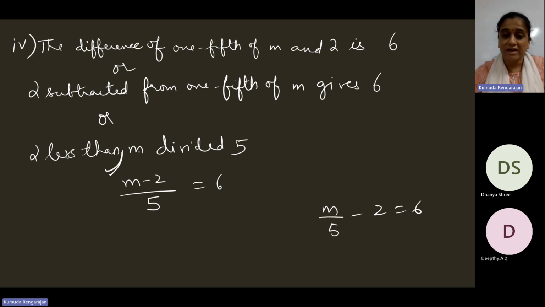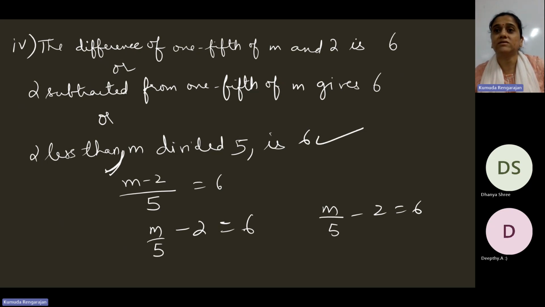I don't know whether teachers note punctuation that much. So don't take a chance. Otherwise it's correct. 2 less than, comma, m divided by 5 is 6. With this punctuation, it is 2 less than, m divided by 5 is 6. It's correct, full marks. But you should use this comma correctly, and I don't know your teachers.